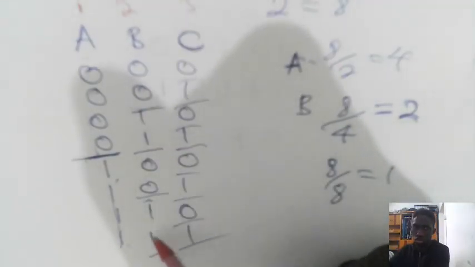Then what about B? For B, you're going to go quarter, so divide 8 by 4, and you get 2. That means your sequence is now 2 zeros, 2 ones, 2 zeros, 2 ones. And that gives you the B column. Then for the C column, you divide it by 8.